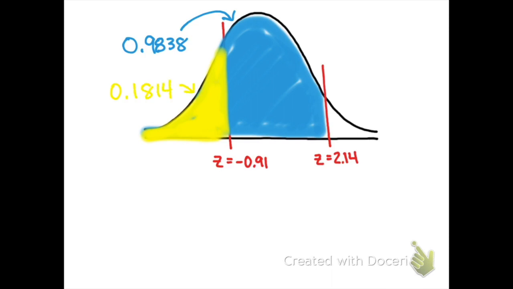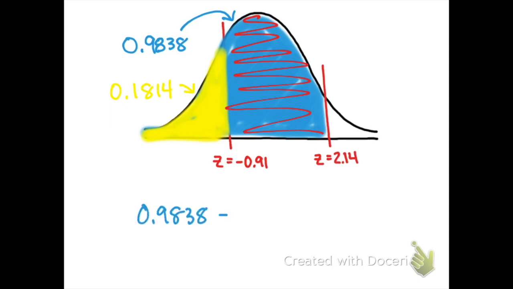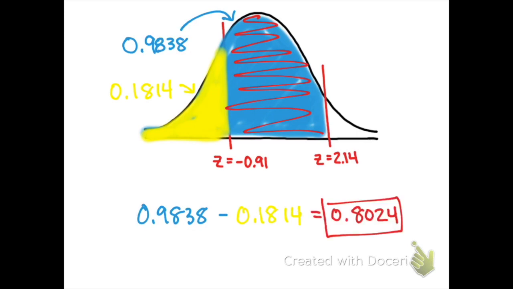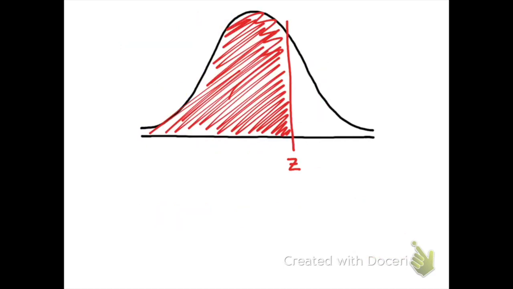Now that we have these two areas, we can subtract these areas to find the area in the center, which is the value that we were looking for. So we can subtract 0.9838 minus 0.1814, and that will give us the area that we were looking for. So the area between the two z-scores is equal to 0.8024, or 80.24%.